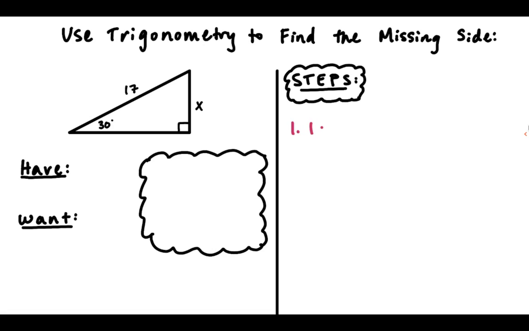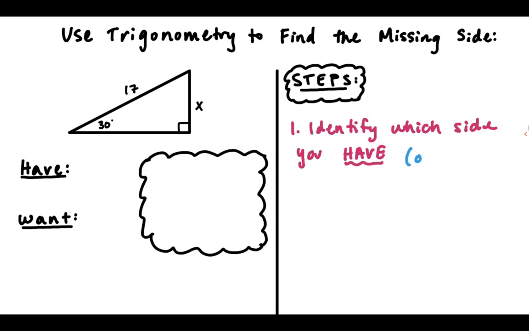So first step, identify which side you have. And by that I mean, is it the opposite, the adjacent, or the hypotenuse? Okay, so let's go over to our triangle. The side we have is 17. We're just given that side, so that's our have side. 17 is our have.